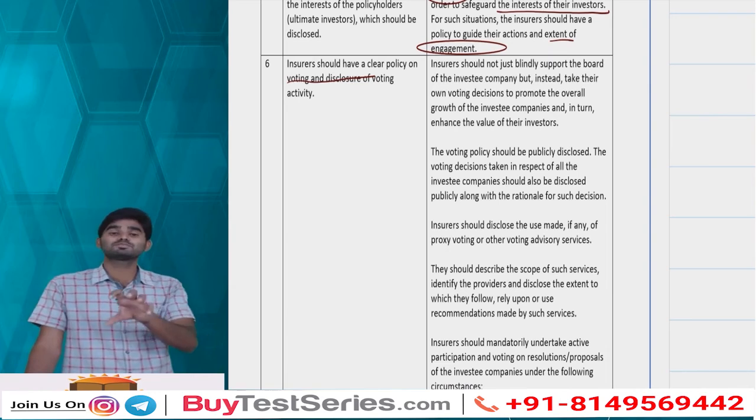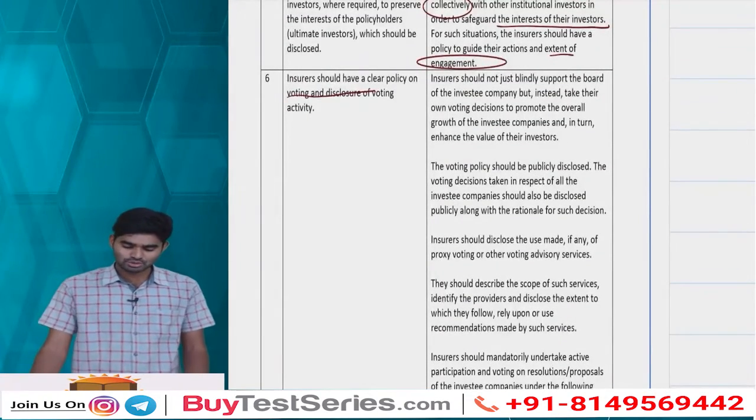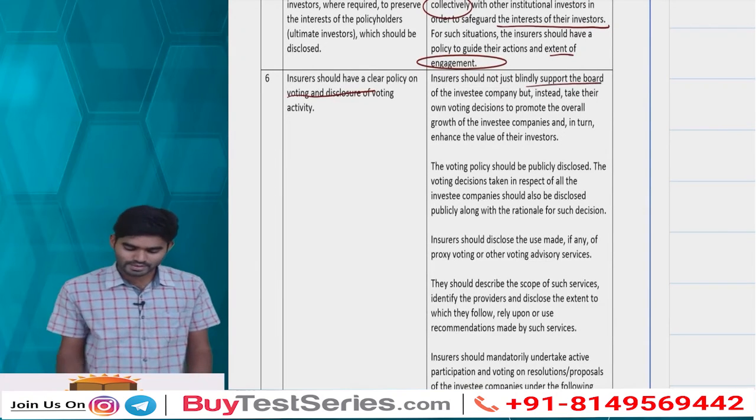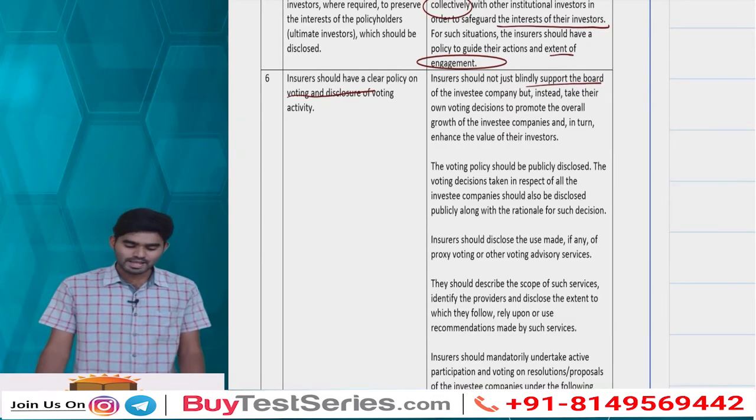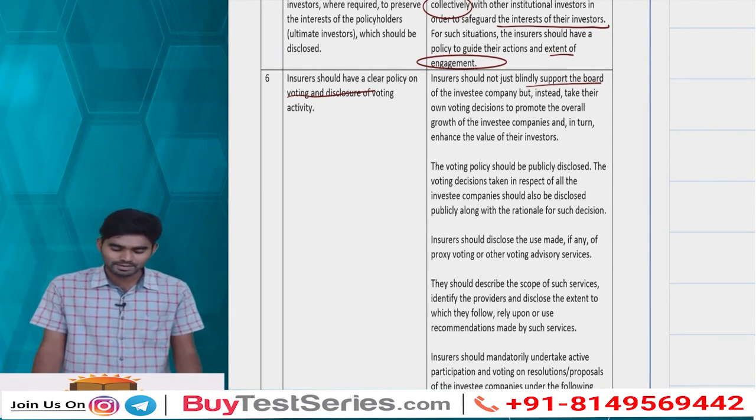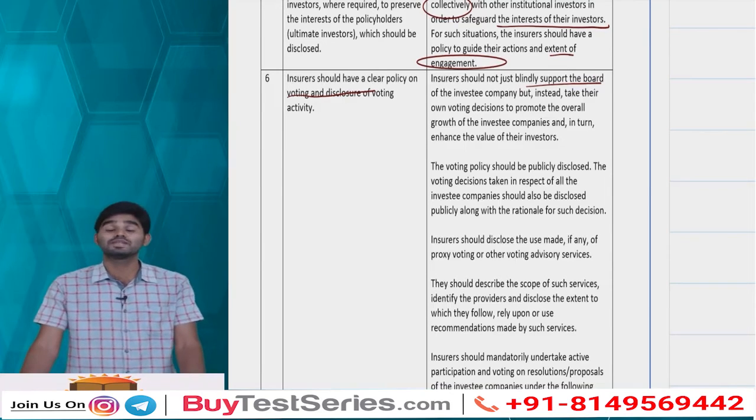They are mandated with respect to voting. We'll discuss that. So what it says: insurers should not just blindly support the board of directors of the investee company, but instead take their own voting decisions to promote the overall growth of the investee companies and in turn enhance the value of their investors.